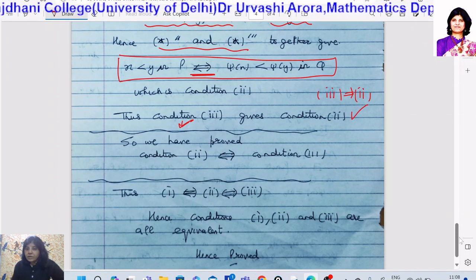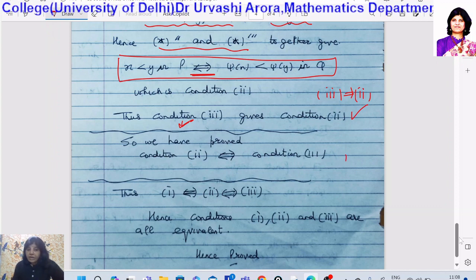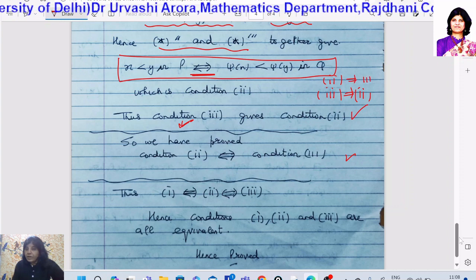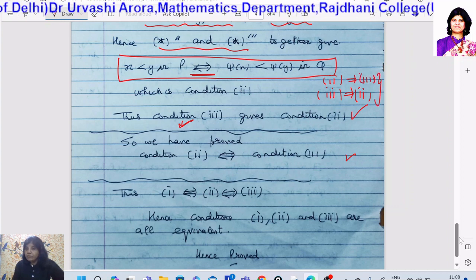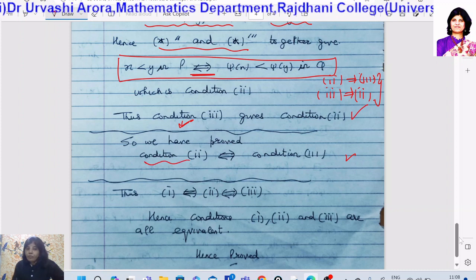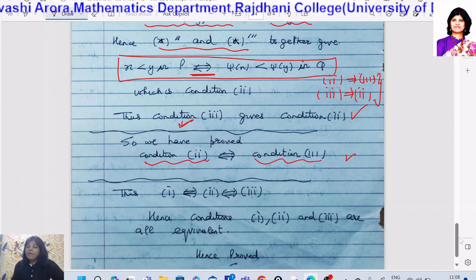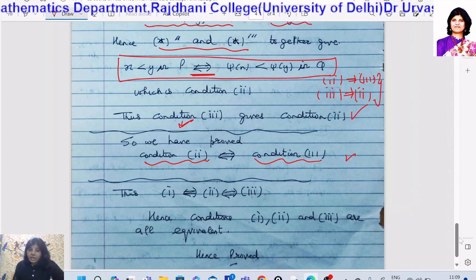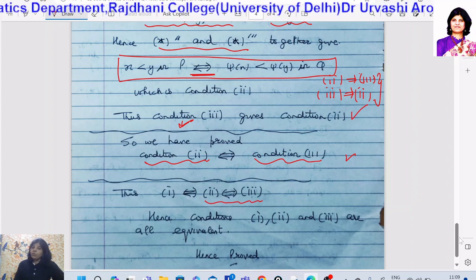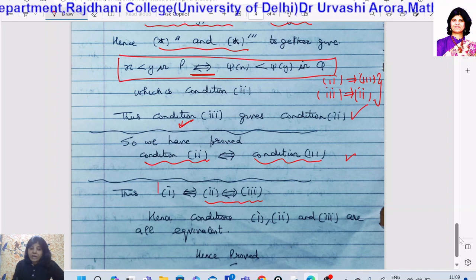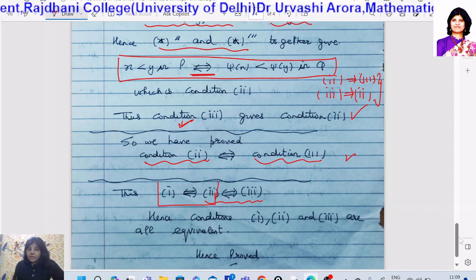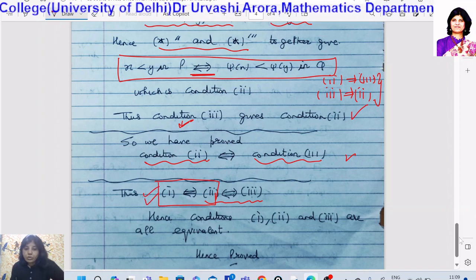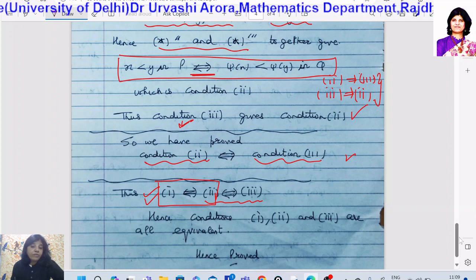This is what we have shown, and already we had shown that condition 2 implies condition 3. So both the things we have shown now. This means that we have proved that condition 2 and condition 3 imply each other, which means that condition 2 and condition 3 are equivalent. As far as this part is concerned, this was the first part of equivalent conditions related to order isomorphism for finite posets. This was proved in the first video.